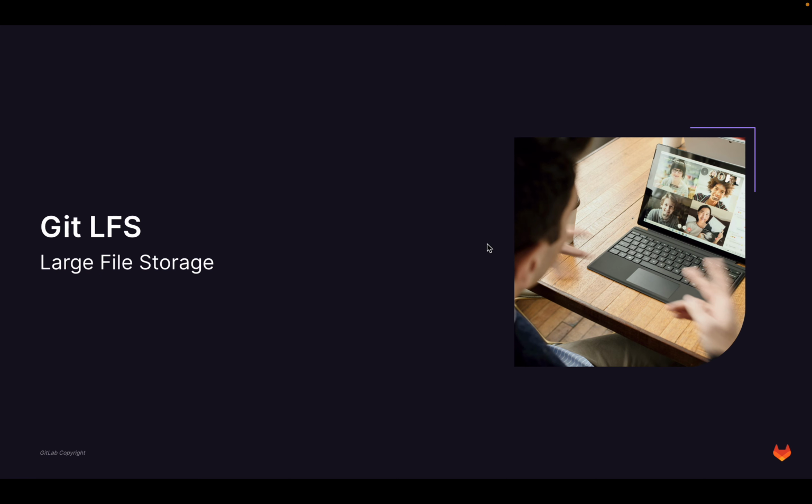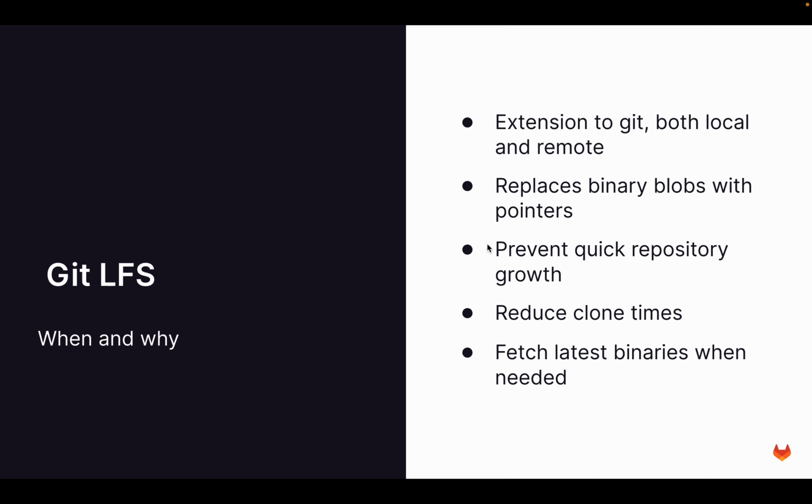To fix that problem, Git introduced a large file storage system. It's a separate add-on onto Git, which installs certain Git hooks. And as I said, it's completely separate from GitLab, only that GitLab supports Git LFS on the server as well. So if you want to use Git LFS, you do that in certain situations.